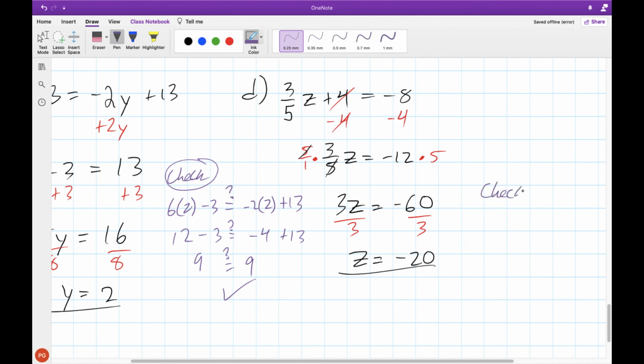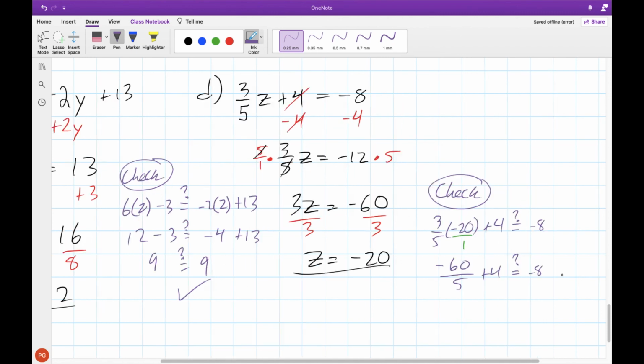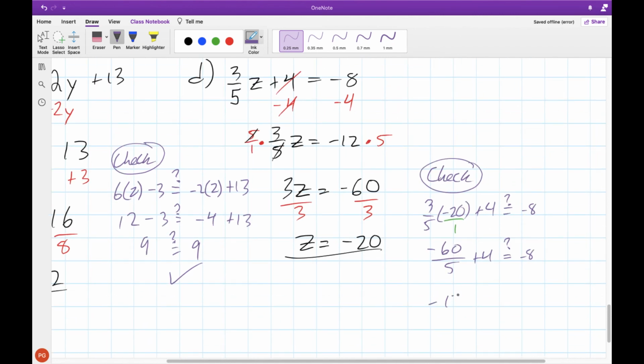Finally, one last check. Let's make sure we got it right. So in this case, when we're multiplying a fraction by a number, we do it over 1. So this would be like negative 60 over 5. Negative 60 over 5, that's like negative 60 divided by 5, which is negative 12. Negative 12 plus 4, that gives us negative 8 on both sides, and we know we got the question right.